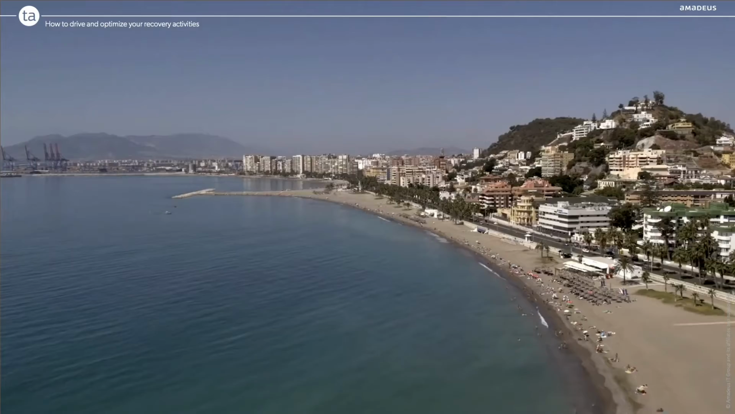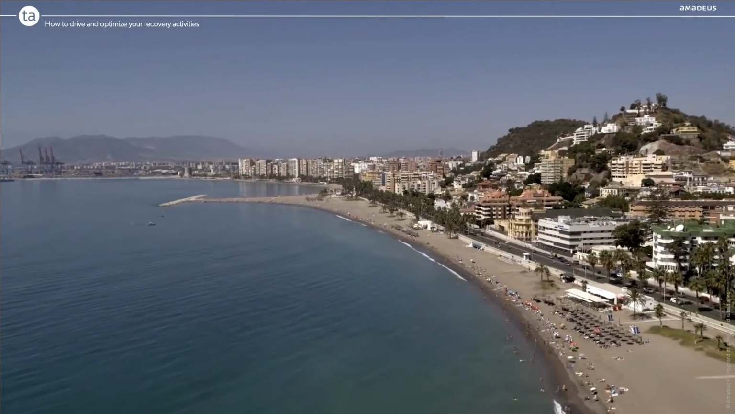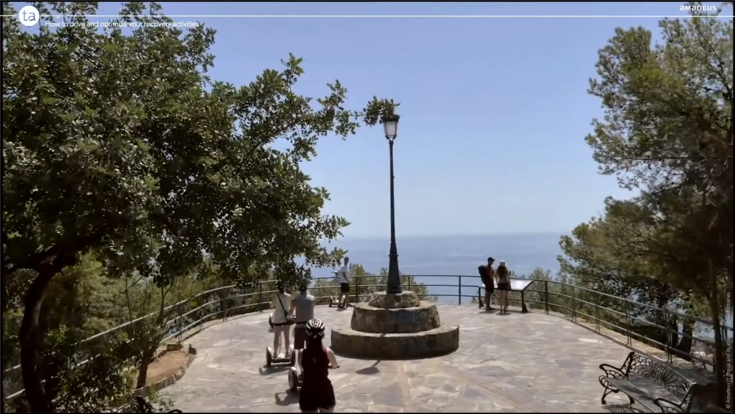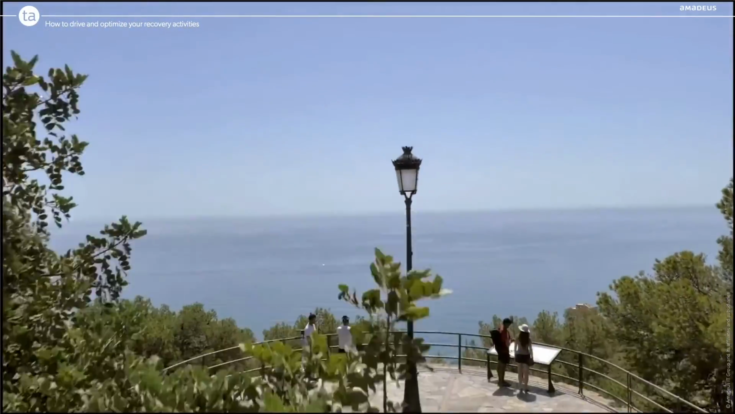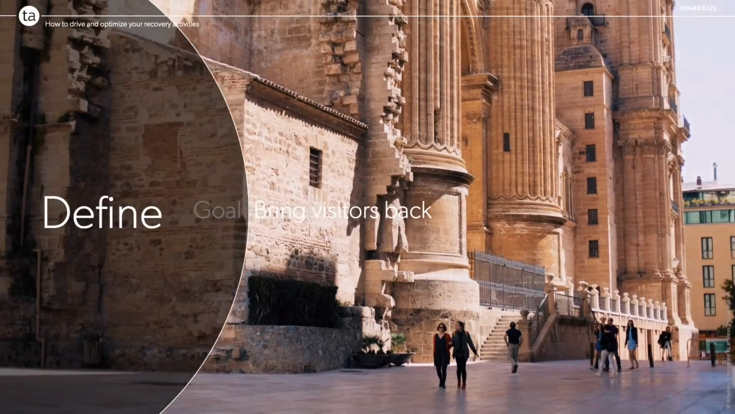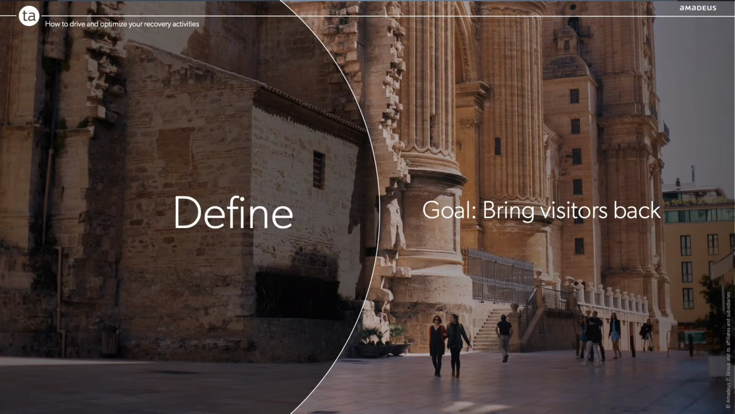Now let's take a quick travel to one of my favorite destinations in Spain, the beautiful city of Malaga. We will use this destination as an example to give you an understanding of how to use different data sets, as well as to show you how a simple define, discover, design framework can be applied in practice. The define part really depends on you. You know what's best for your destination, so essentially you have to set the objective you want to reach. For this case, we will use the example of bringing visitors back.